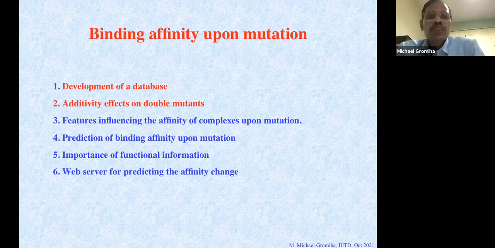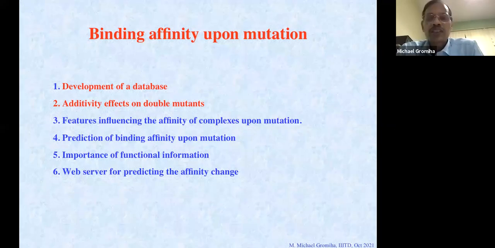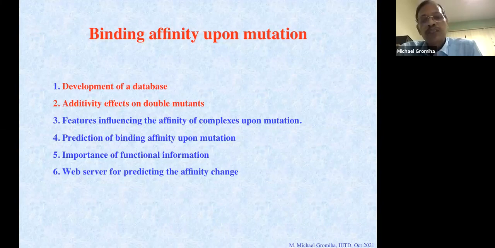Right. So in this case, first we needed a data set anyway. So we developed a database for the binding affinity of protein-protein complexes and their mutants. And we tried to understand the effect of double mutations. If you have a double mutation, is it possible to evaluate whether the affinity is additive or non-additive, right? And then we try to understand the features which influence the binding affinity upon mutation. And using the information, we developed a method to predict the binding affinity, right? And then we developed the server and analyzed the disease-causing mutations with binding affinity change.